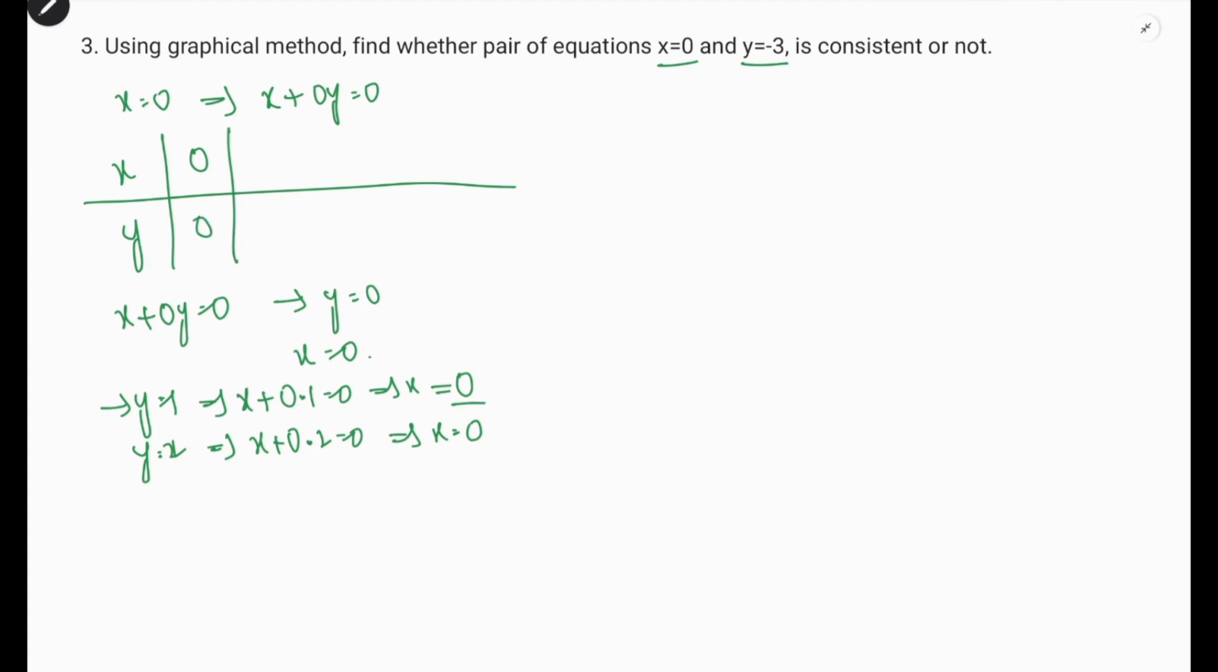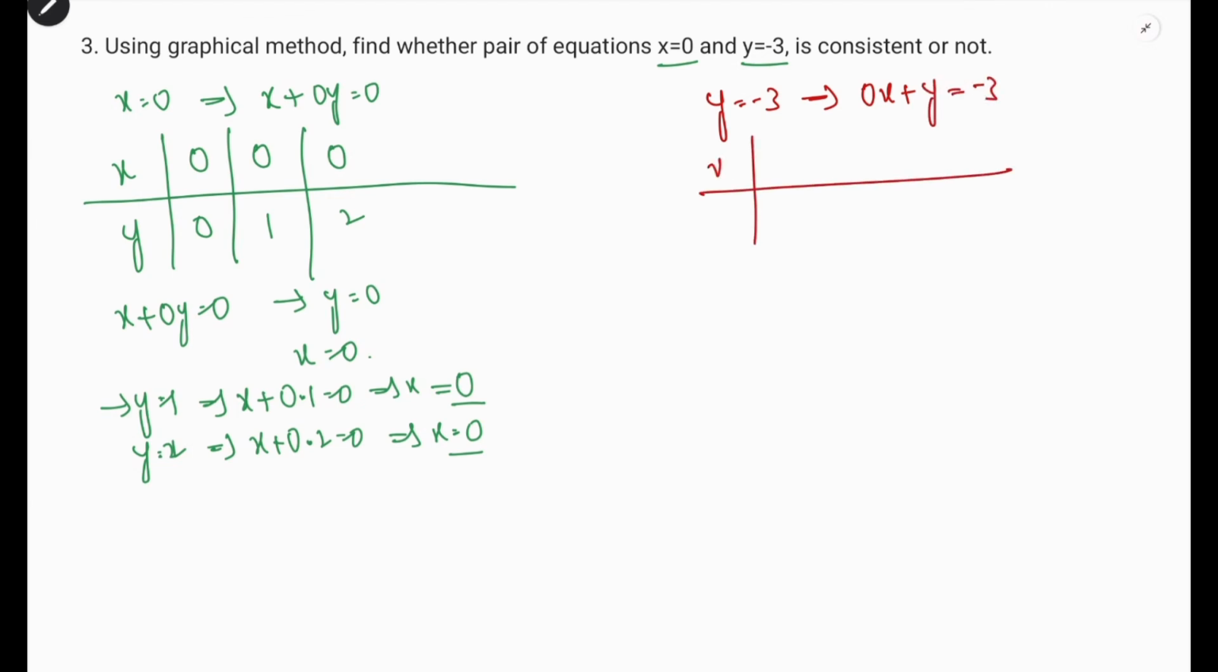Okay, and for this one, x is 0, y is 1. And for this, x is 0, y is 2. Okay, now we will take the second equation. It is y is equal to minus 3. You can write this as 0x plus y is equal to minus 3.